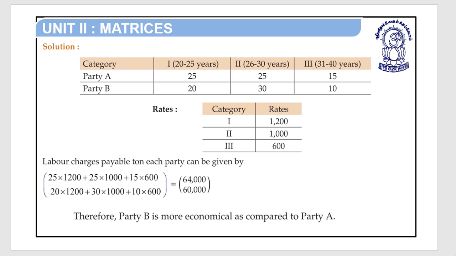Category: party A, party B; 20 to 25 years, first category, second category 26 to 30, and third category 31 to 40. For party A 25, 25, 15. For party B 20, 30 and 10. Rates 1, 2, 3: 1200, 1000 and 600. Labor charges payable by each party can be given by 25 into 1200 plus 25 into 1000 plus 15 into 600.